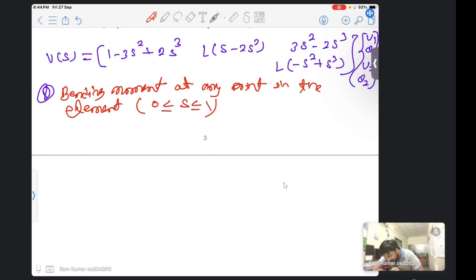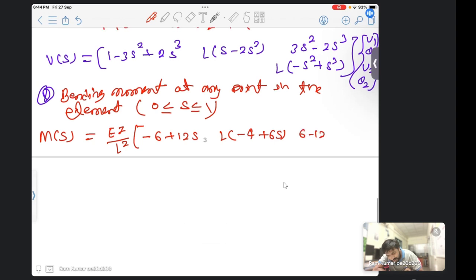So what will be our bending moment? M equals EI over L squared. I am directly writing the formula, you can derive it if you want. Minus 6 plus 12s, then L times minus 4 plus 6s, then 6 minus 12s, then L times minus 2 plus 6s. This is in matrix form, multiplied by the nodal displacements v1, theta 1, v2, theta 2.